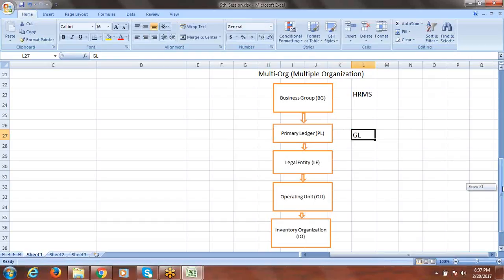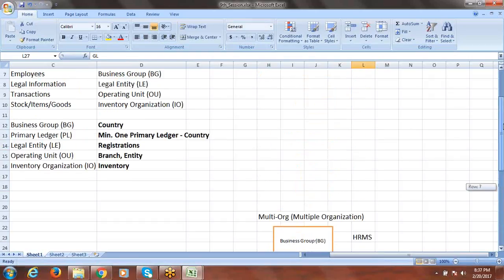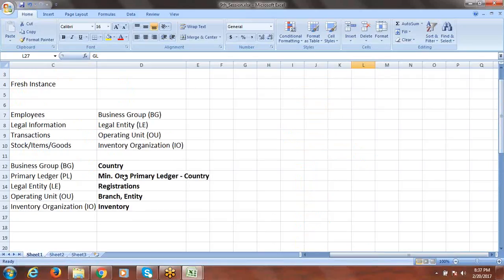I think one point is pending to understand. Here, minimum one primary ledger is required for one country. When may we require more than one primary ledger within one country? Let's take a simple example. Say the company is doing multiple different verticals of business in one country. Take the example of Tata Group. Within the Tata Group, we have different verticals of businesses.